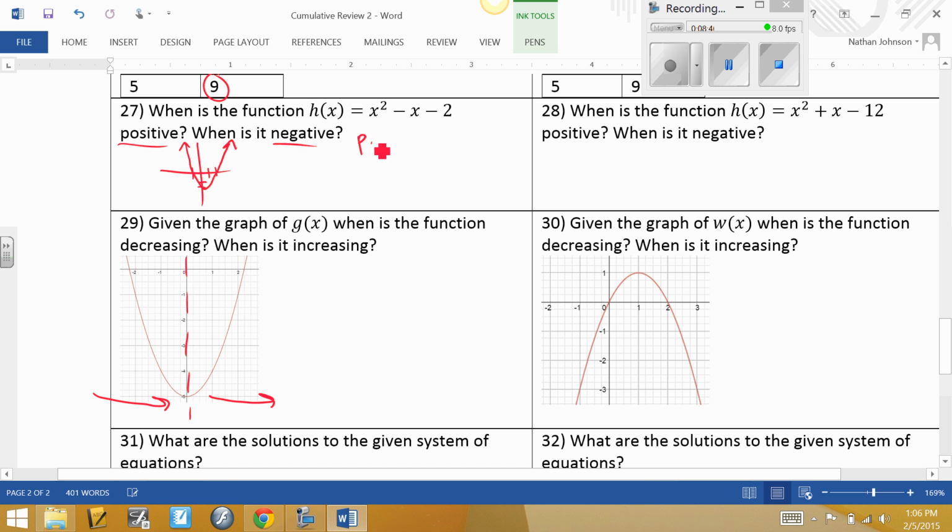So for positive, I'm going to have 2 intervals, negative infinity to when x equals -1. And then I have one more positive interval when x equals 2, and then on to infinity. Because no matter how far we go to the right in x, I'll always have positive y values. There's only one negative interval, and that's from when x equals -1 to when x equals 2. Take a look at the function in 28, and you don't necessarily have to create a sketch like I did, but you'll probably want to plot it in your y equals and take a look at the intervals.